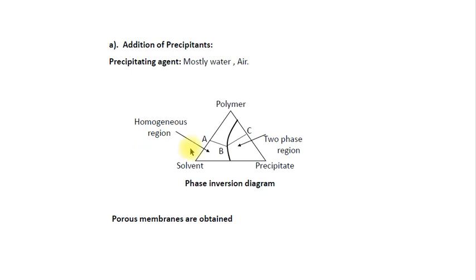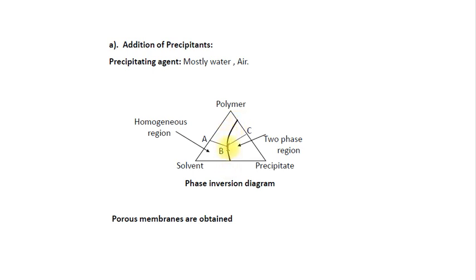Here you have the phase diagram. Here you have the solvent and polymer. This region represents the homogeneous region, and this region represents the two-phase region where the polymer and water separate out. This line represents the concentration of mole fraction of solvent and precipitant. You have taken a constant concentration of polymer in solution. Once you start to increase the concentration of precipitant in this mixture, you will go from A to B. This is the phase line where both phases separate out.